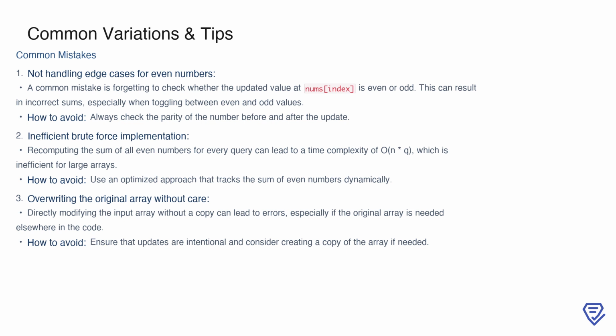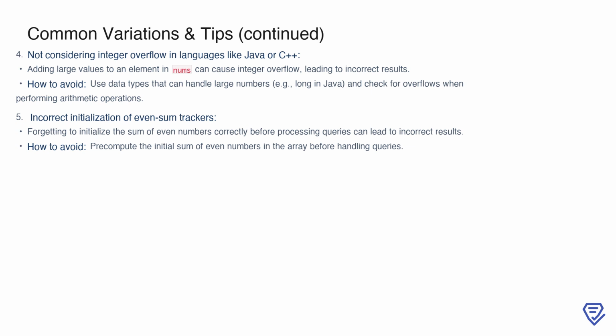Lastly, overwriting the original array without sufficient care can also cause problems. If the input array is needed elsewhere, you may unintentionally disrupt that part of your code. To prevent this, ensure you're making deliberate updates or use a copy of the array if necessary. Now, let's look at two additional pitfalls.